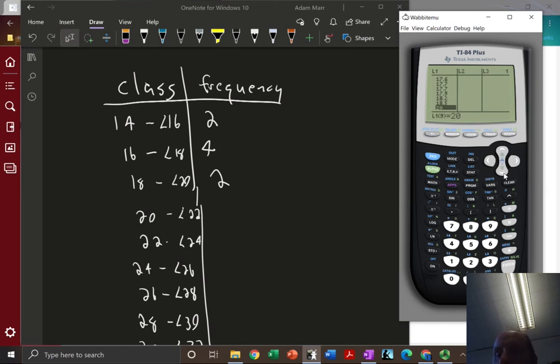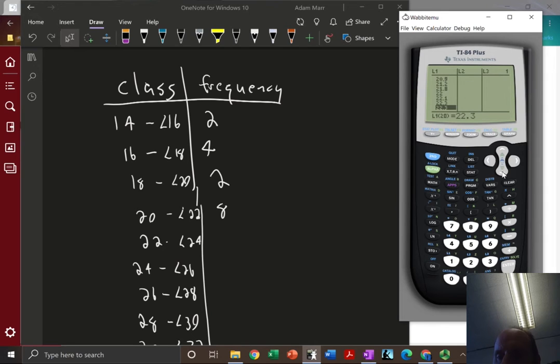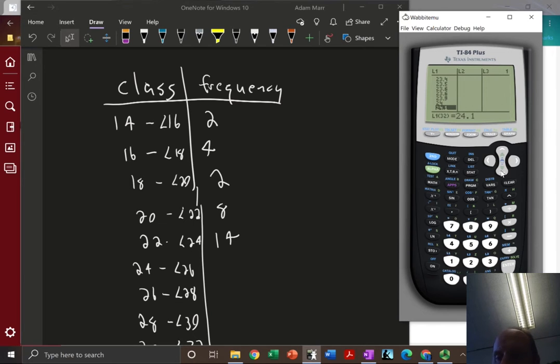20 to less than 22, I should say, it's 1, 2, 3, 4, 5, 6, 7, 8, and 8. 22 to less than 24, 1, 2, 3, 4, 5, 6, 7, 8, 9, 10, 11, 12, 13, 14, and 14 values. 24 to less than 26. 1, 2, 3, 4, 5, just 5. Oh no, 5. I'm sorry.